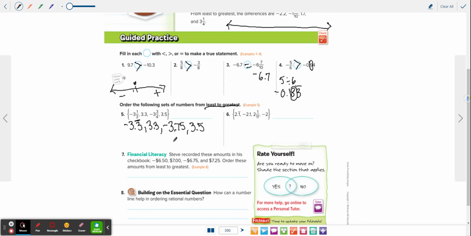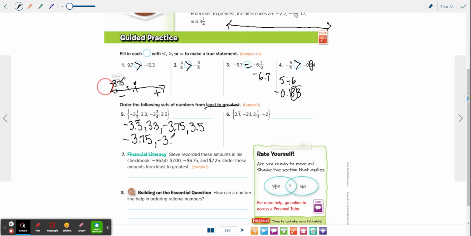Let's see, we're going from least to greatest. So we know that the negatives are going to be the smallest, the farthest to the left. If you had negative 3.3, you would have 3 and then 3.1, 3.2, 3.3, so that one would be here. And then you would keep going 4, 5, 6, 7. So negative 3.75 is going to be clear over here. So that's going to be the smallest. Negative 3.75 is the smallest.